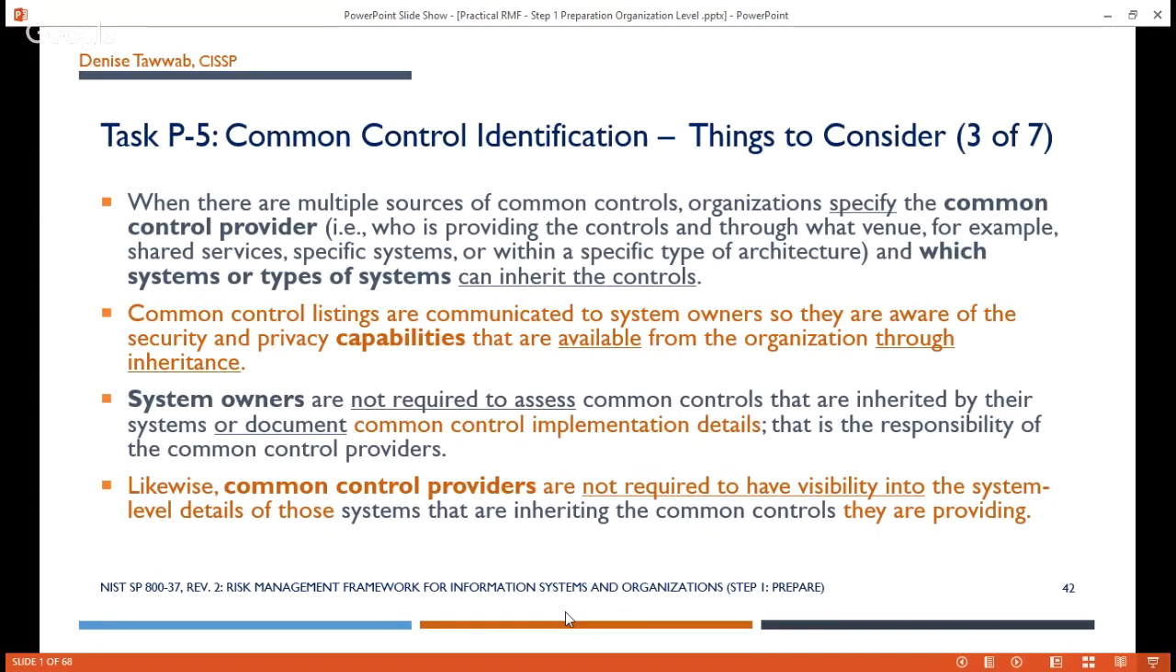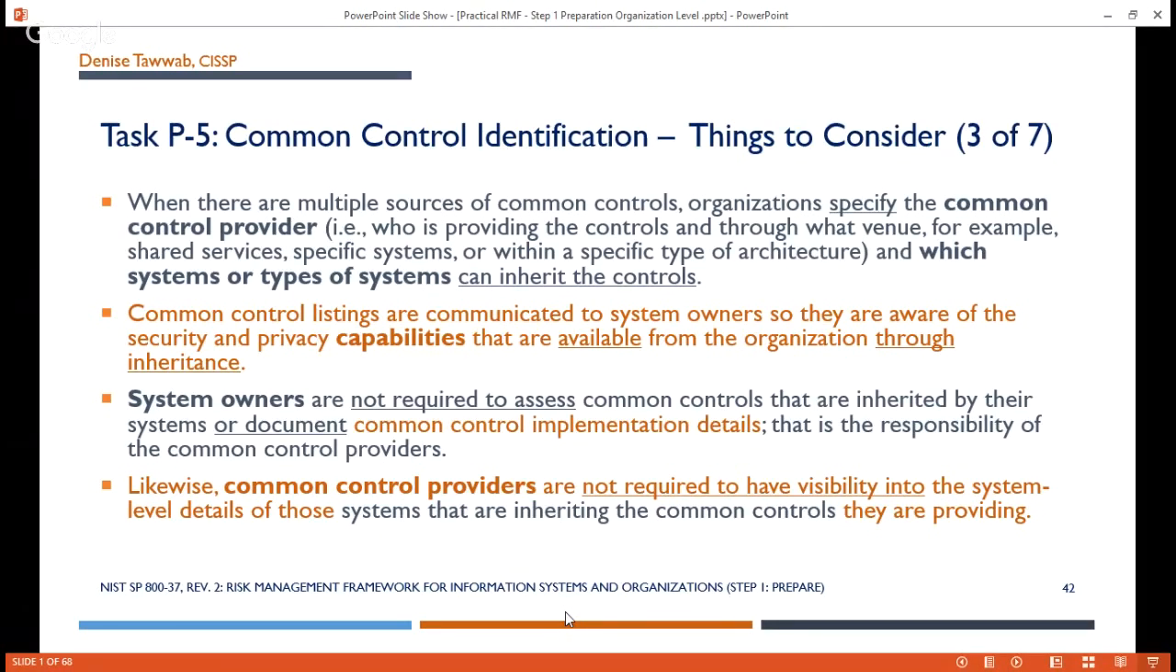System owners are not required to assess common controls that are inherited by their systems, nor are they required to document common control implementation details as you would in a system security plan. That's going to be the responsibility of the common control providers. Likewise, your common control providers are not required to have visibility into the system level details of the systems that inherit the common controls that they are providing.